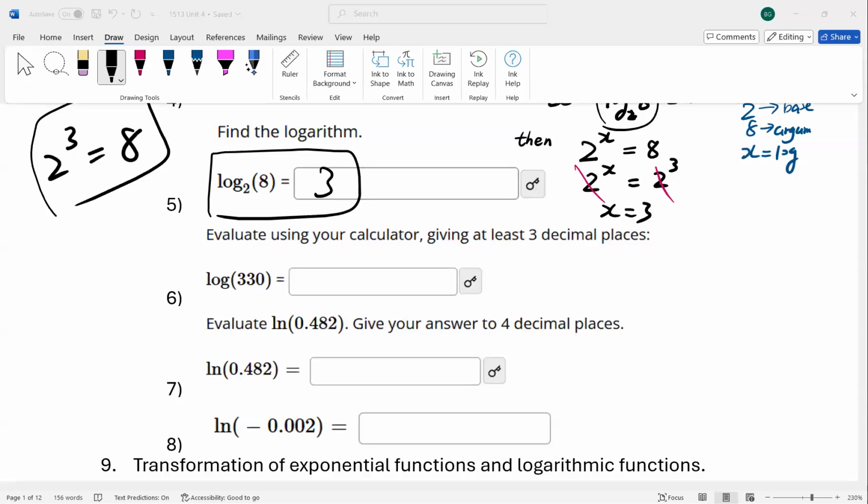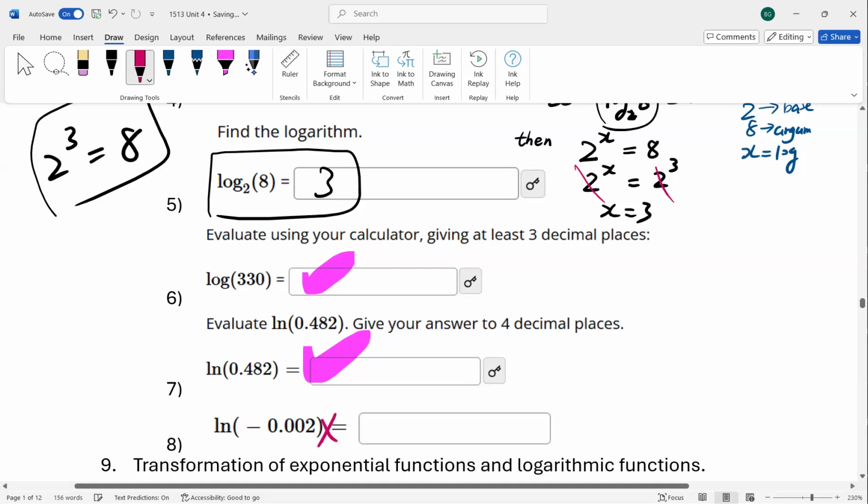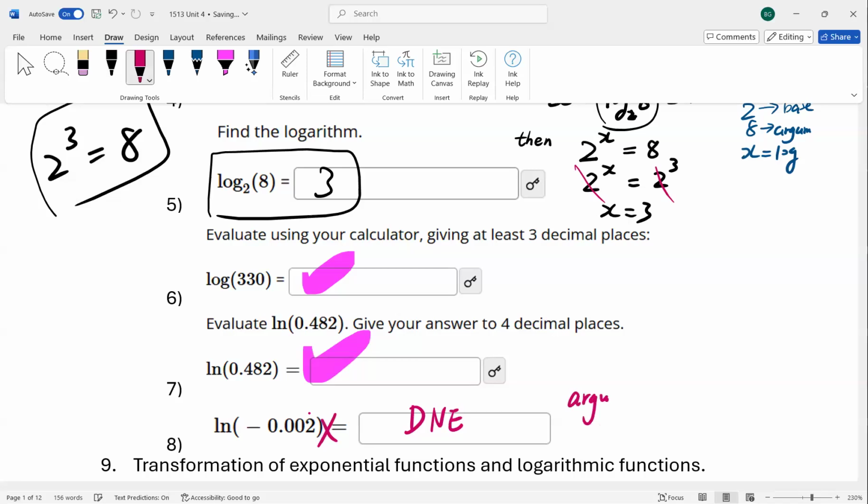All right, I believe you know how to do this one. Common log, this one, natural log. This one, you just write, does not exist, I believe. Does not exist, because the argument cannot be negative. The argument has to be positive.